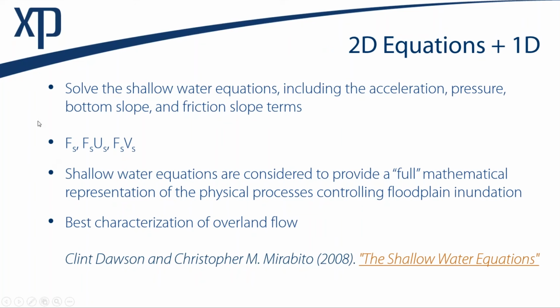The 2D equations that we use, I don't want to go into too much detail here because you could do a whole presentation just on the right equations that need to be used, but we solve the shallow water equations for 2D, and we include the terms for bottom slope, friction, acceleration, and pressure. So we solve the full set of equations. These equations have been validated against physical models, and they've been proven to be an excellent characterization of overland flow. We combine the 2D equations and link them dynamically to our 1D models. And our 1D channel model and our 1D stormwater model use the full St. Venant's equations with all the terms.